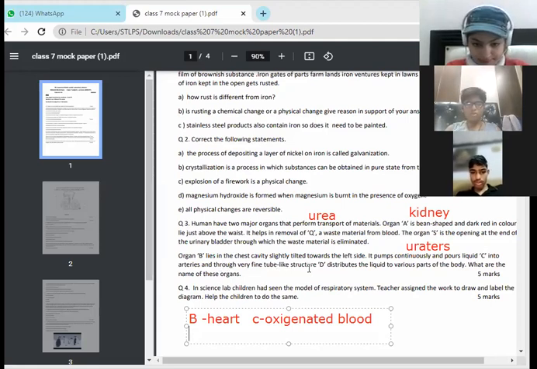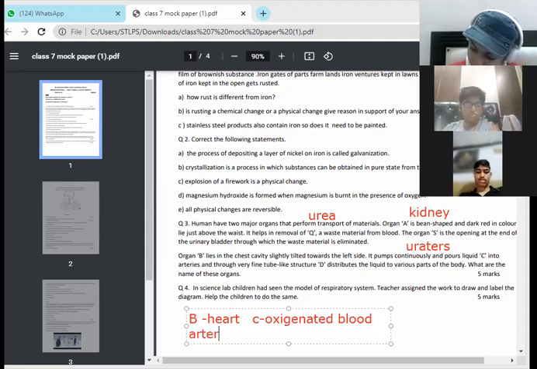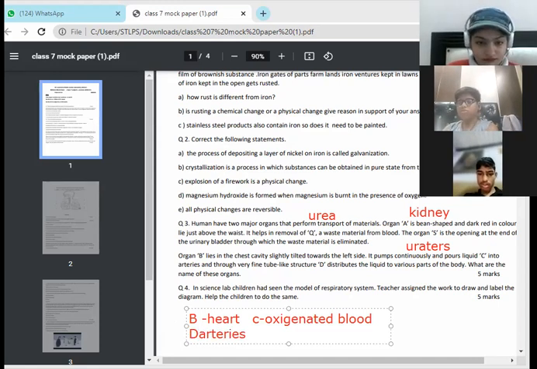And tell me for the next part: through very fine tube-like structures D that distribute the liquids to the various parts of the body. What is the name of these? So that is the arteries. Okay. Arteries is the answer for D part. So this is the answer of question number 3.